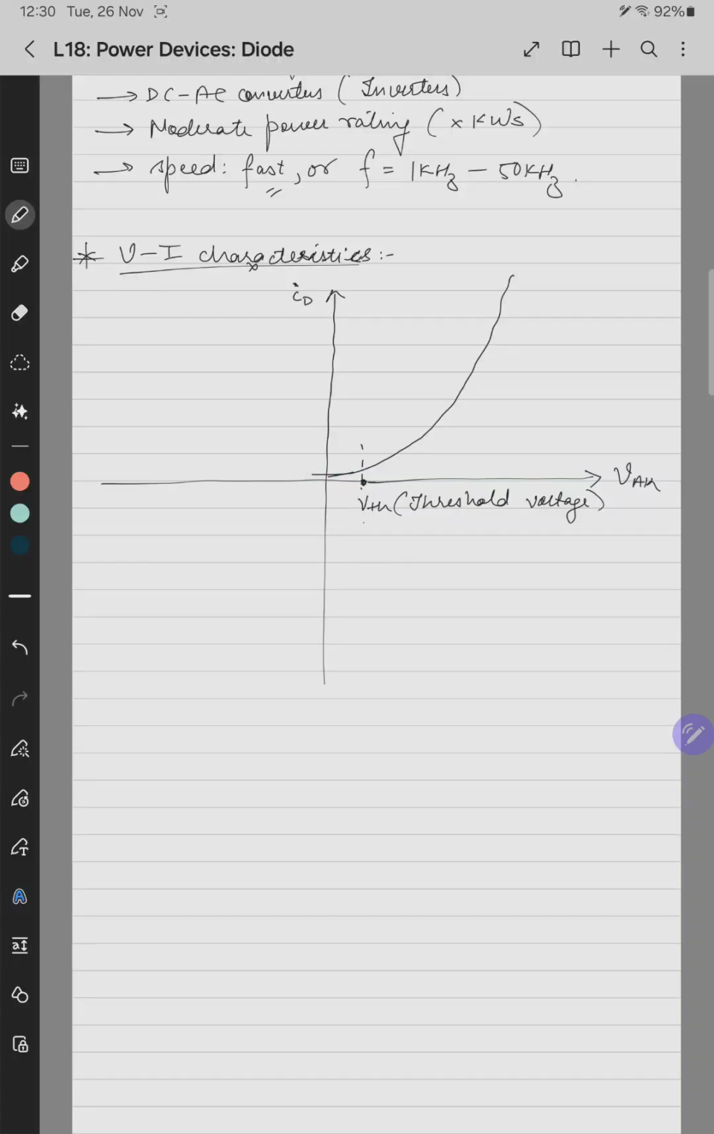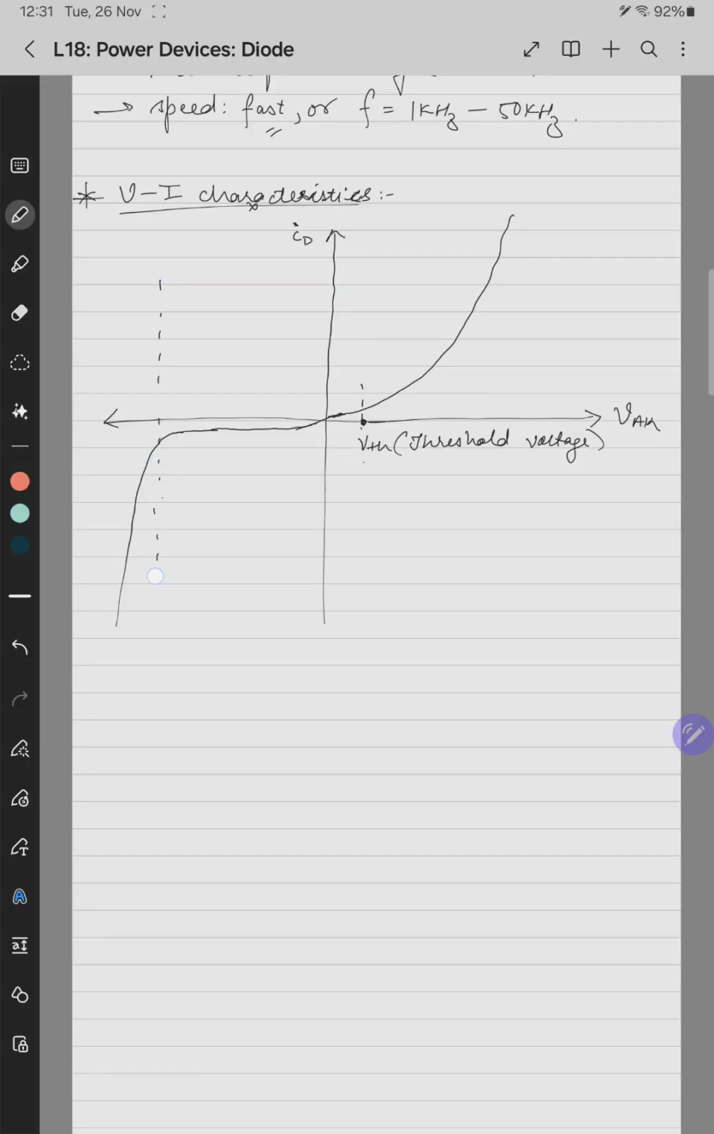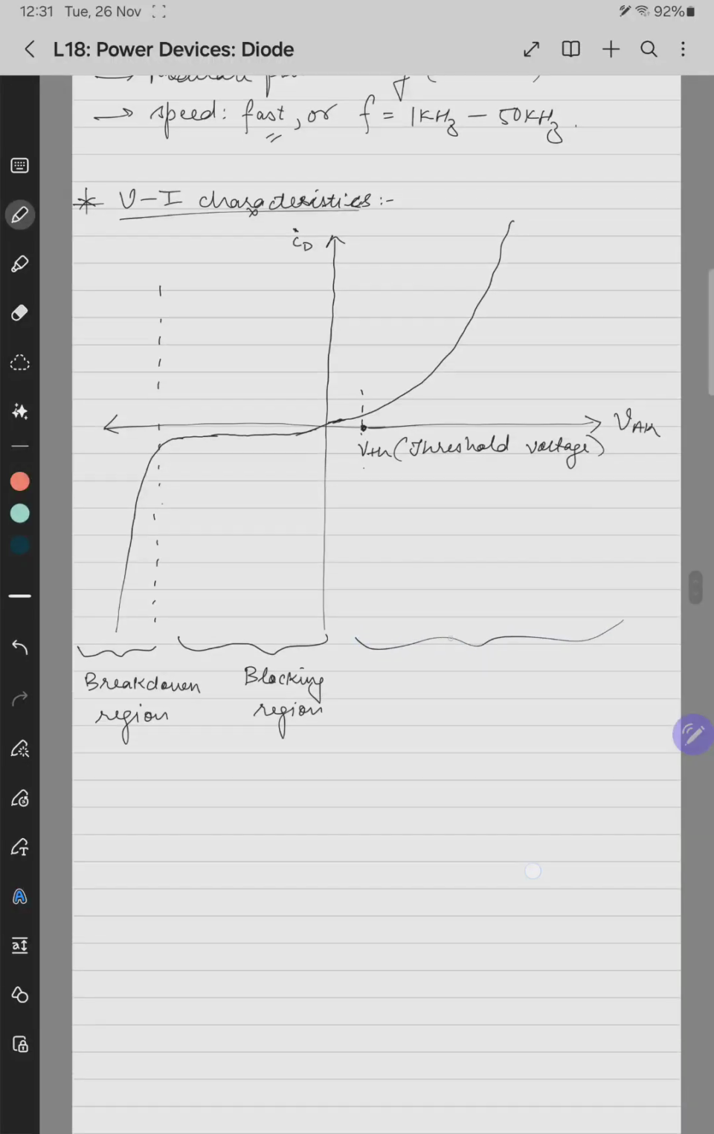If you reduce the VAK, the VI characteristic falls and goes beyond the negative x-axis, that is, the voltage across the diode becomes negative. It goes down like this, and there is some constant amount of leakage current flowing through the diode. So this is the blocking region. But what happens if you further go on increasing the voltage across the diode? It will go into the breakdown region. So we'll split this region: we'll call this the breakdown region, this region is called the blocking region, and this region is called the conduction region.